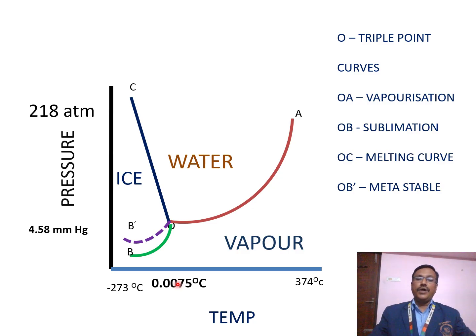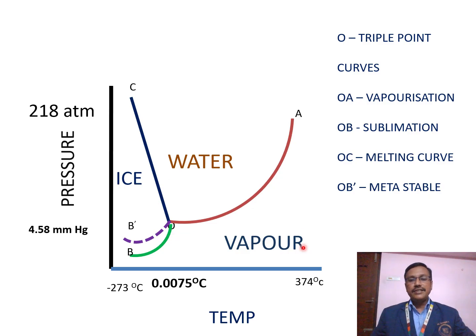What is ice to water? Ice is in solid state, water is in liquid state. Then ice is converted into water. What is the name of such process? When ice is converted into water, we call it as melting. Very fine. So OC line is known as melting curve. We started with what is triple point? O, one point, is known as triple point. Then we do have curves. OC is known as ice to water phase. That means it is known as melting curve.